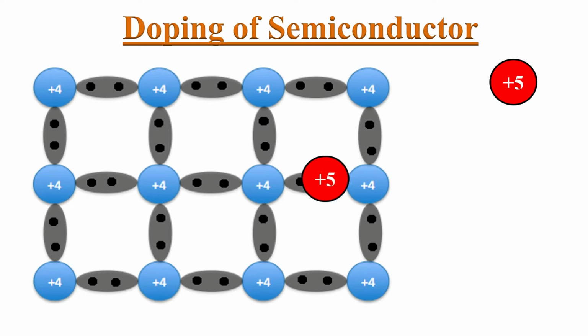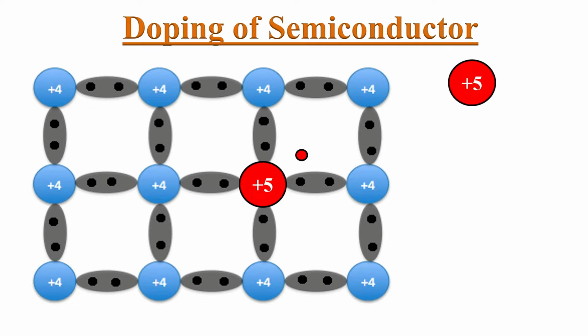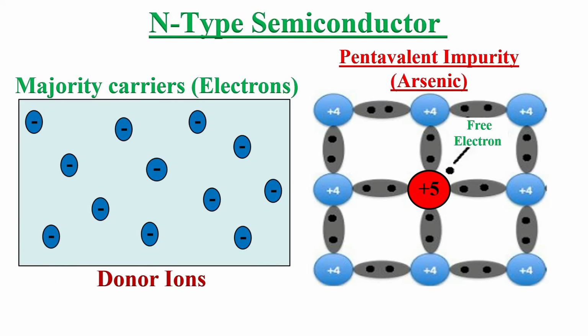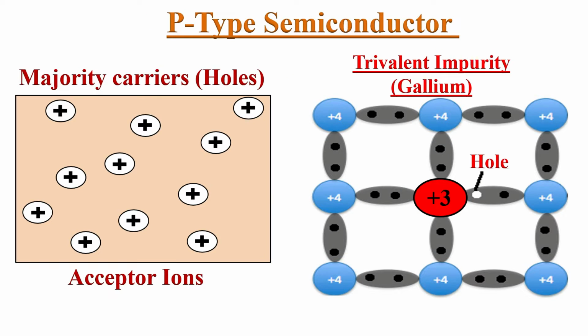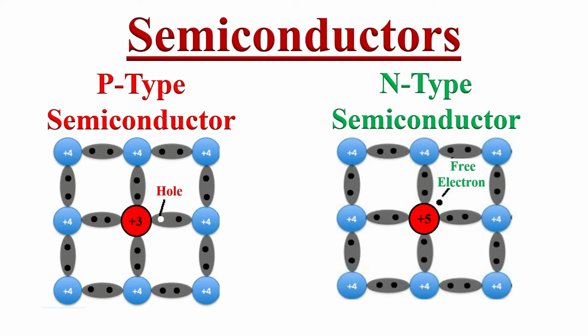The process of adding impurities to a semiconductor is known as doping. Doping improves the conductivity of semiconductors. If silicon is doped with pentavalent impurities, it creates free electrons. This is known as N-type doping. Similarly, if silicon is doped with trivalent impurities, it creates holes. This is known as P-type doping. So, depending on the kind of doping, semiconductors become either P-type or N-type.